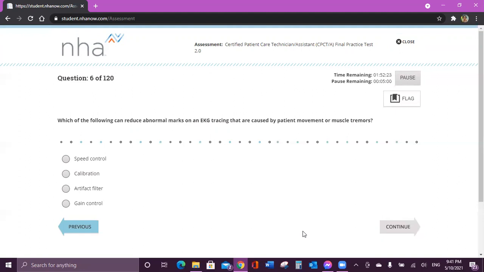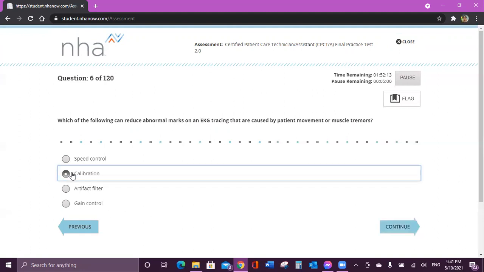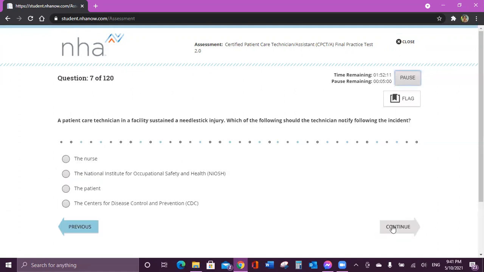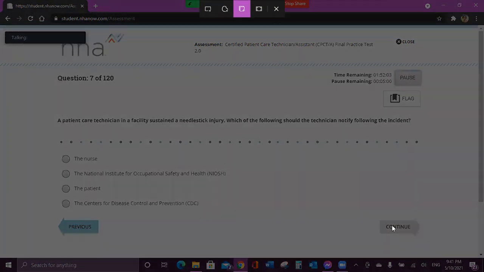¿Cuál tú crees era? Yo creo que artifact, la B. Calibration, ¿verdad? Ujú. Vámonos con la B entonces. Oops. What am I doing? A patient care technician.